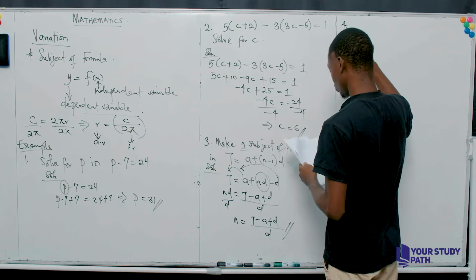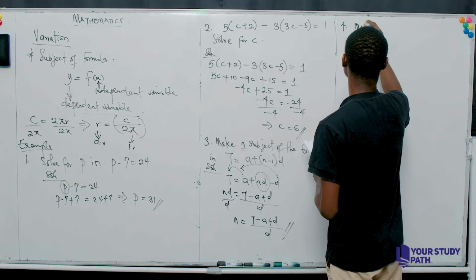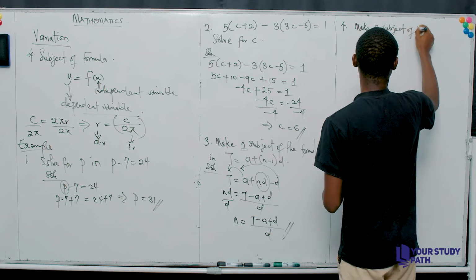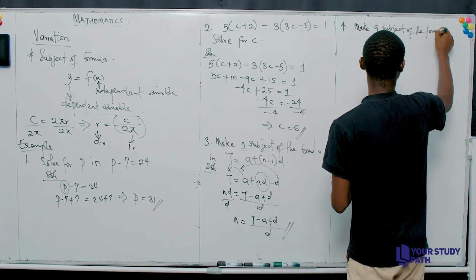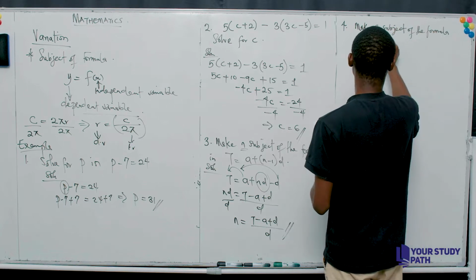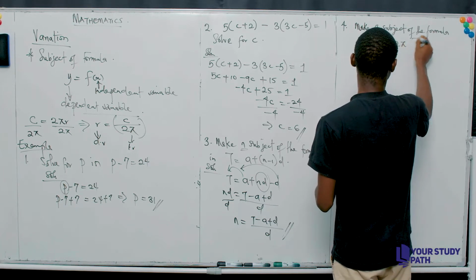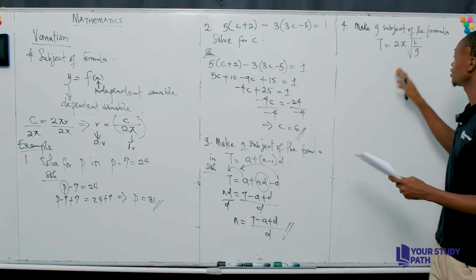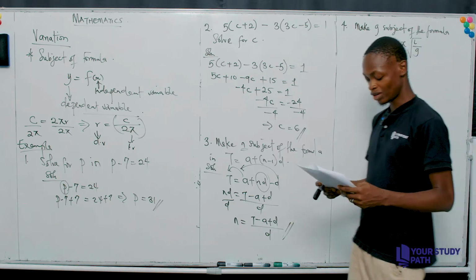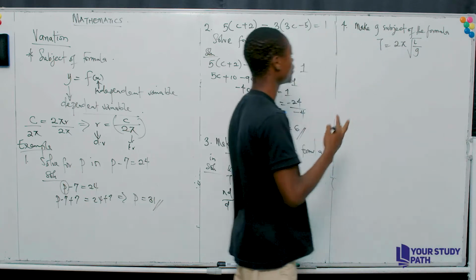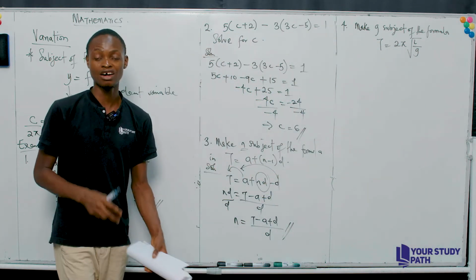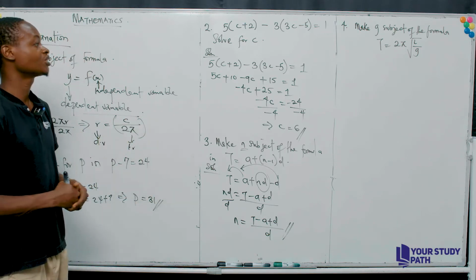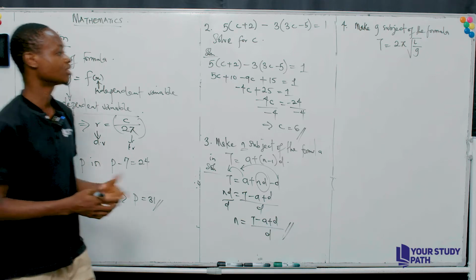Now that we have looked at that, let's look at something much more interesting. Our fourth example on subject of the formula: let's make G the subject of the formula. So this is the formula here. T = 2π√(L/G). So this is a very important and popular formula as far as physics is concerned. But we are just going to simply use this formula on its basic identity.